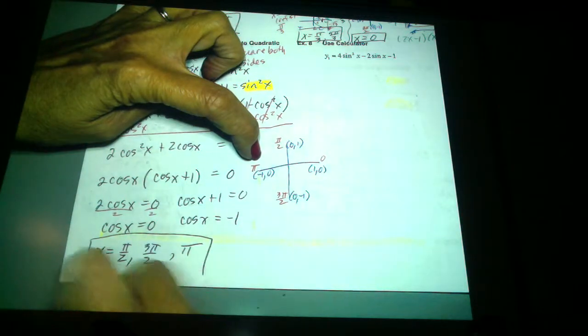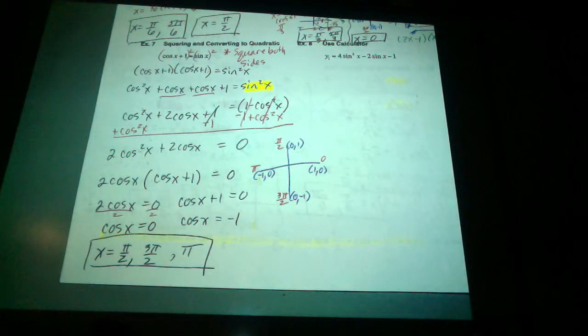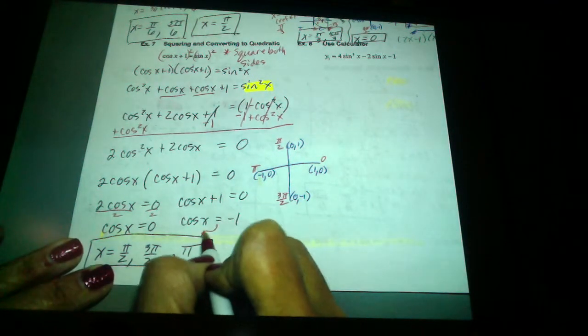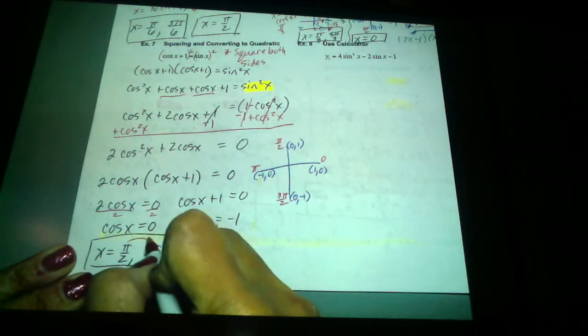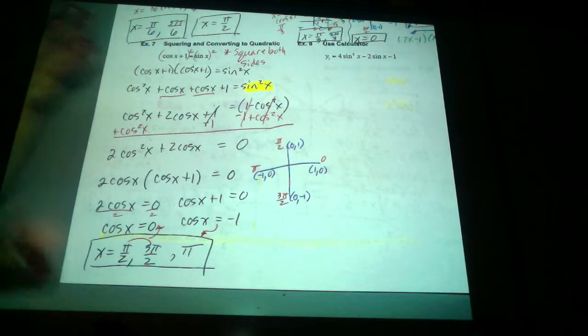So this one has 3 answers. So for your note purposes, you might say this answer came from that one, and these 2 came from this one. Questions on that?